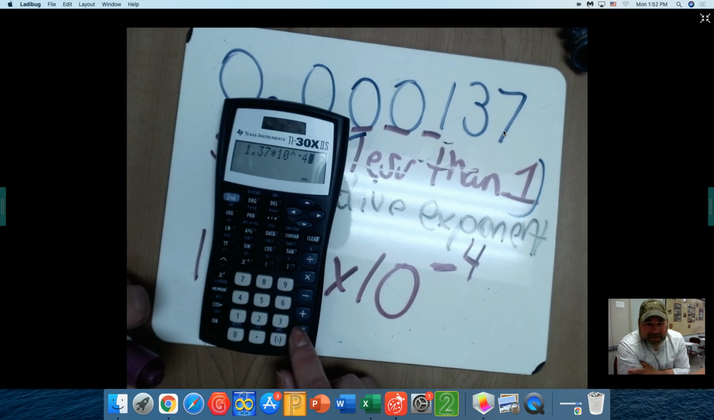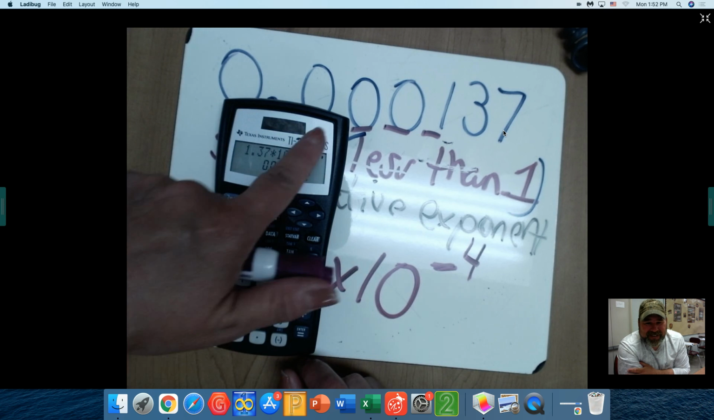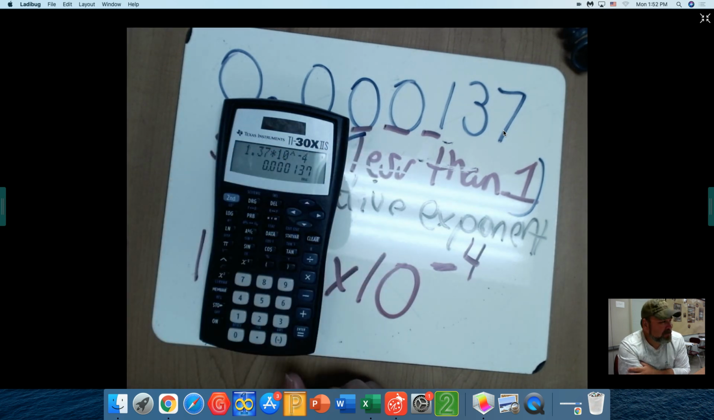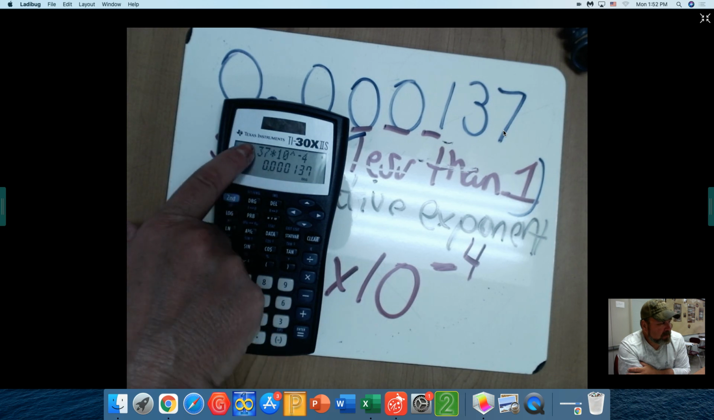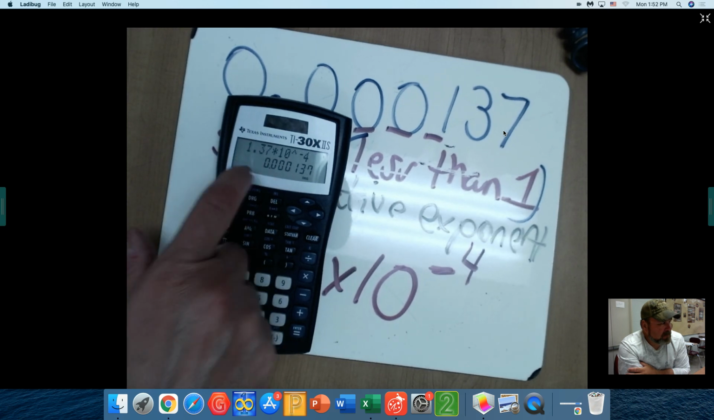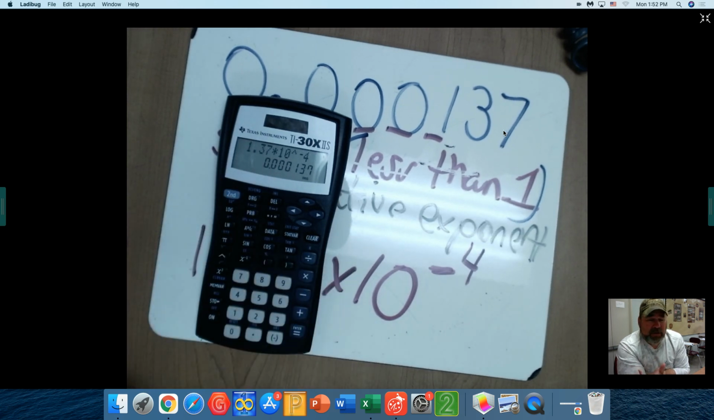So 1.37 times 10 to the negative 4. I get the exact same standard number I had before. So that's one way you can check it. In case you have a calculator, you can check to make sure that when you put in your scientific notation number, it gives you back your standard. Yeah, and I certainly would do that, Miss Powell. If I had an opportunity to check with a calculator, I would do that every time.